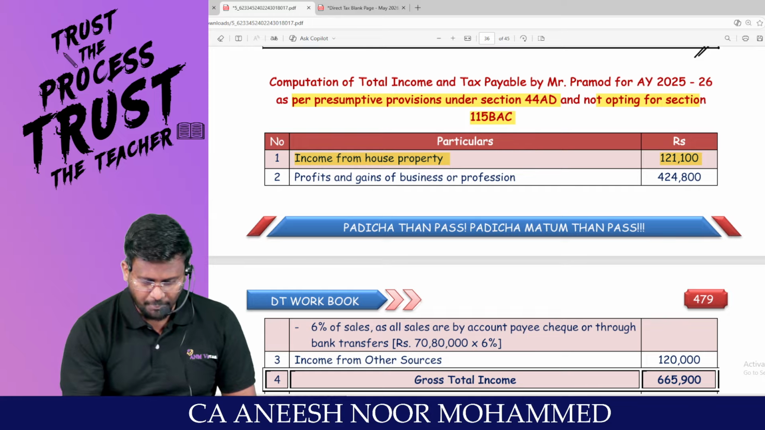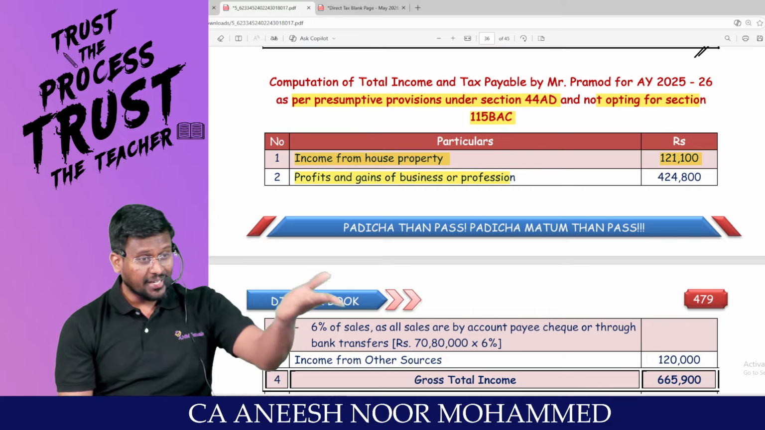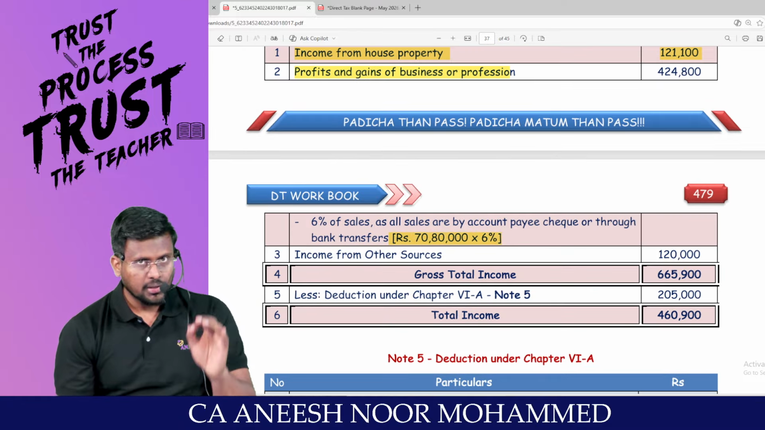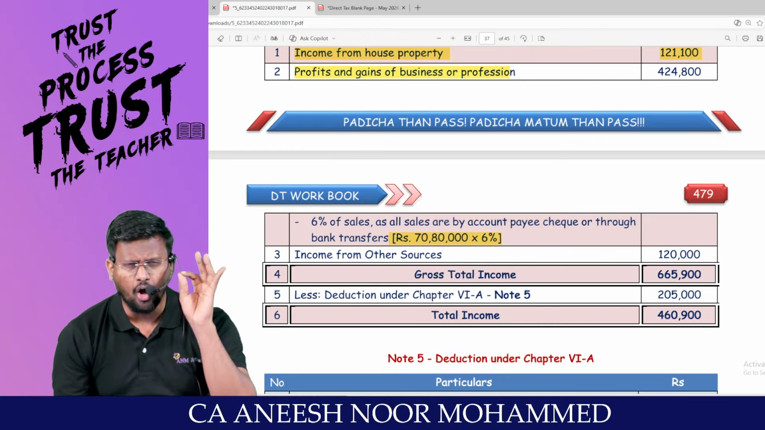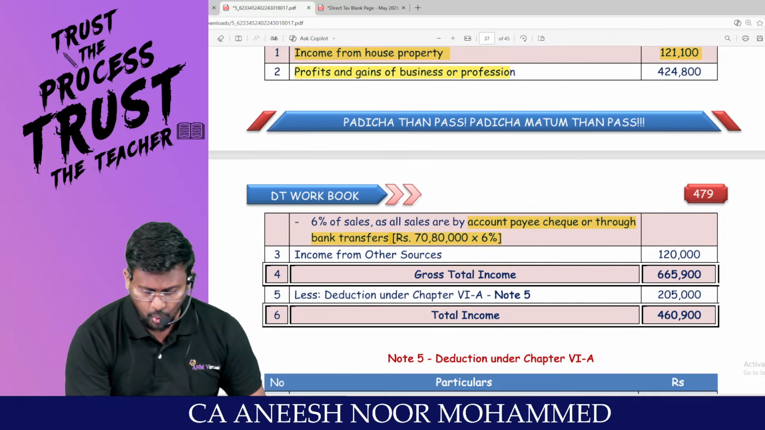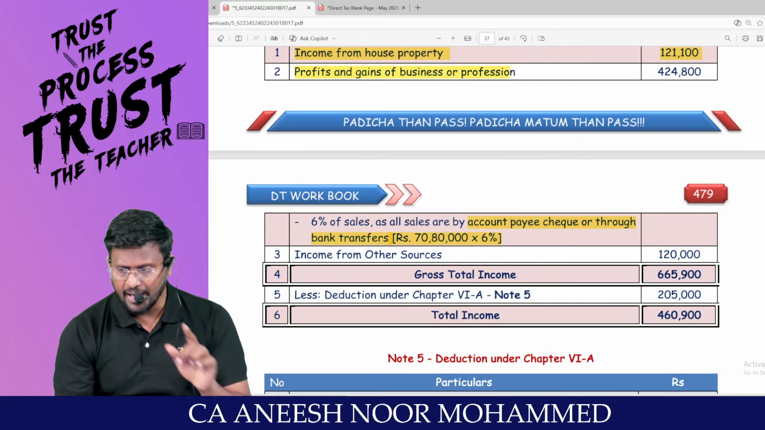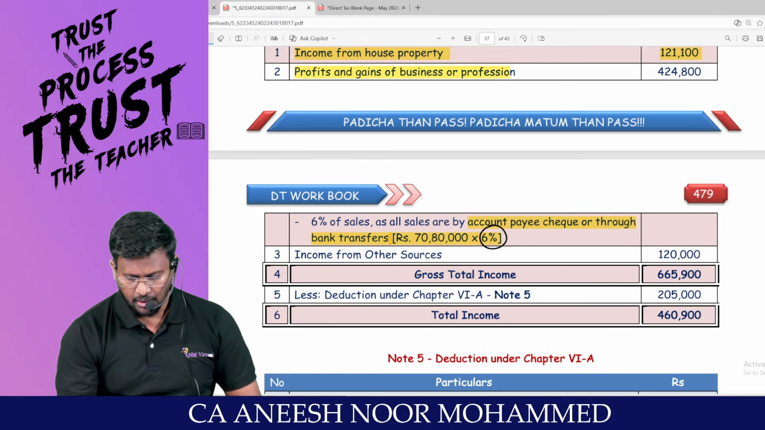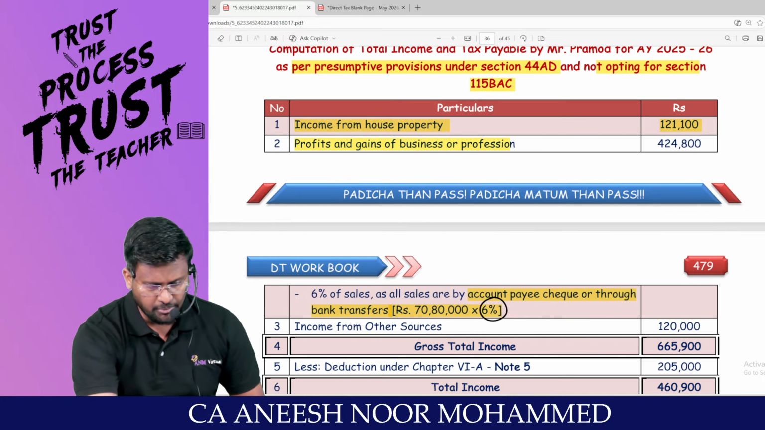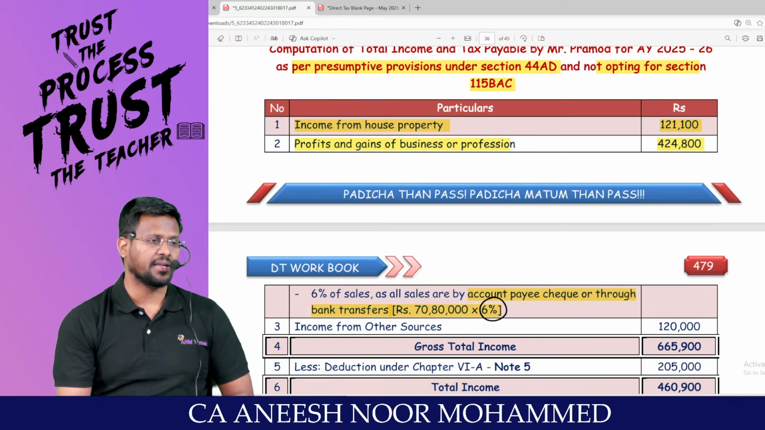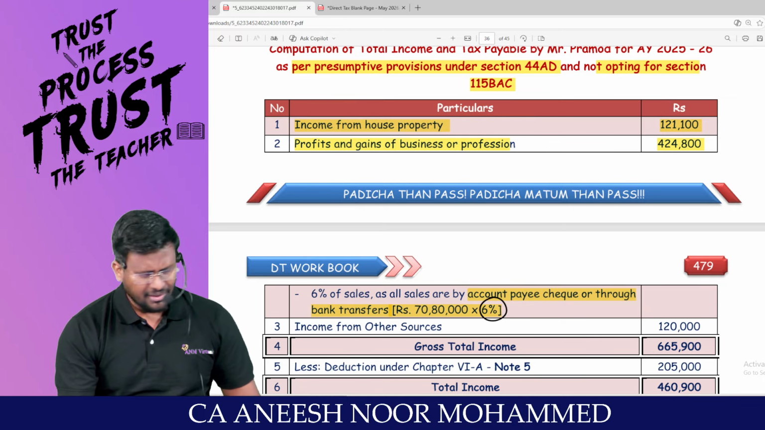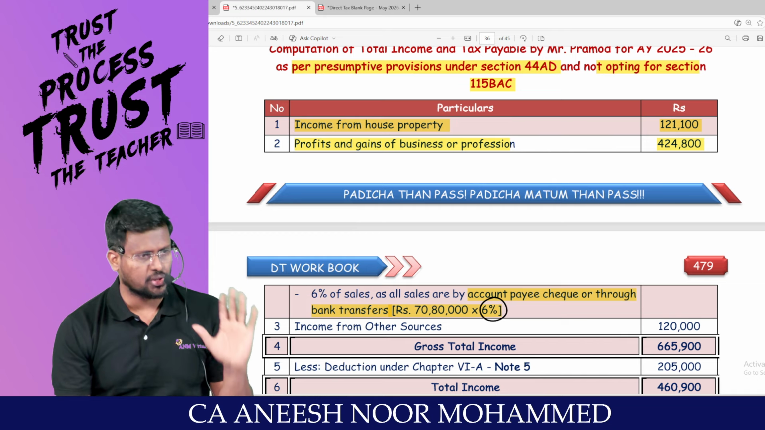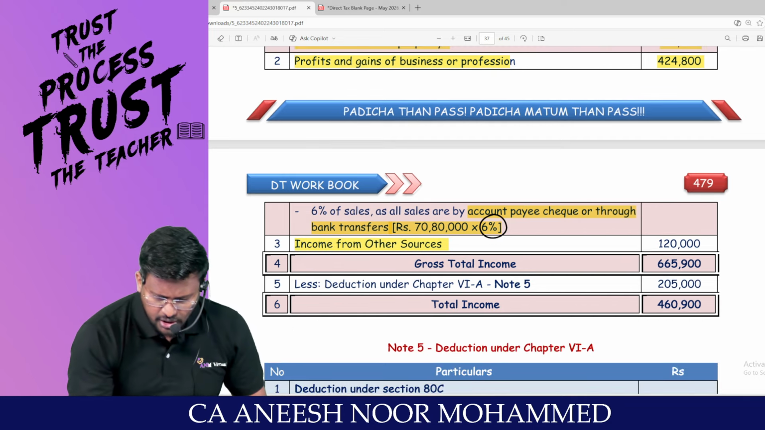The next one, the hero, PGBP. Yes, that's the hero. What is your gross receipts, my dear lovable students? 70,80,000. Question specifically said that all the receipts are account payee cheque or through account payee bank draft. So on that 70,80,000, you are liable to pay tax at the rate of 6%. So 70,80,000 into 6% comes to 4,24,800. Am I right? That's it. PGBP comes to an end. So we calculated the PGBP using the presumptive taxation route. Am I right? IFOS will change, or will not change?